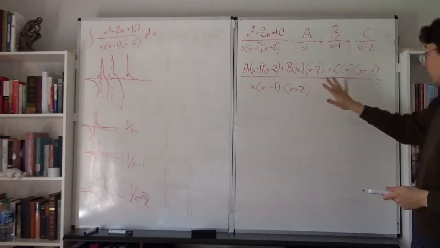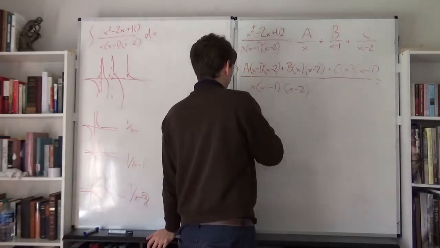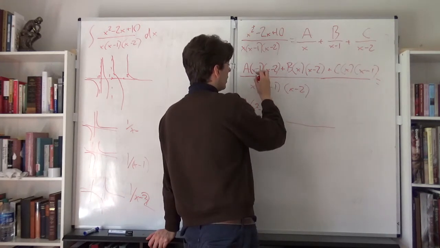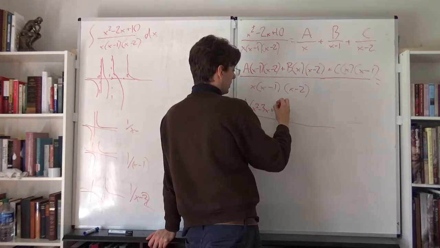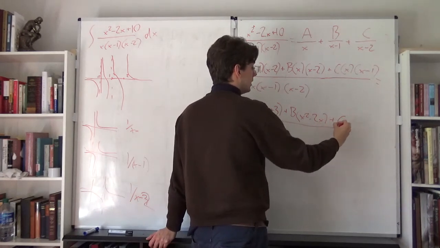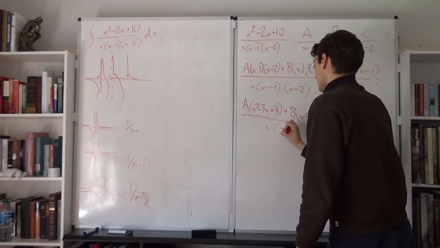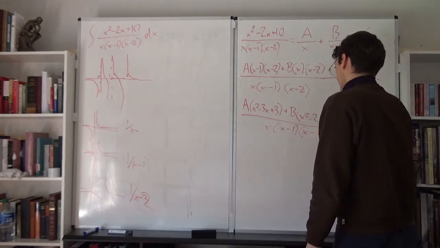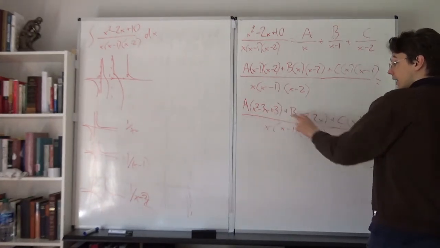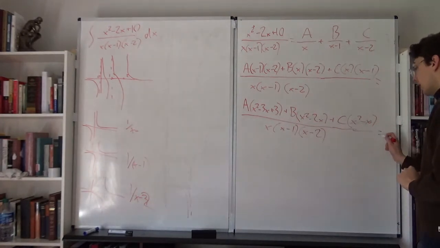Let's now simplify this, or multiply this out. Let's do some distributions here. I'm going to have A times (x squared minus 3x plus 3), B times (x squared minus 2x), and C times (x squared minus x), with the same denominator, as we know. Where do we go from here? Let's get all of the x squared terms together, all of the x terms together, and all of the constant terms together. In this case, there's only one constant term.